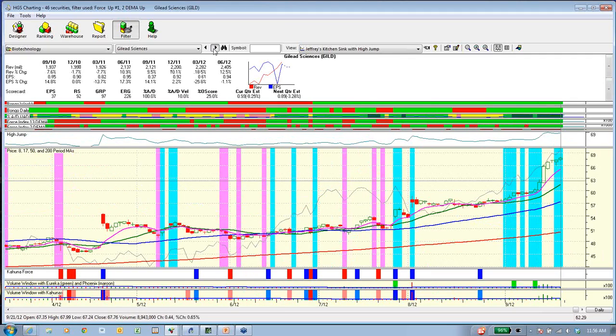Gilead worries me only because of its lack of earnings growth. Certainly is a leader, a beautiful chart. Everything is green, multiple pocket pivots, big into HIV and also some emerging drugs in hepatitis C.